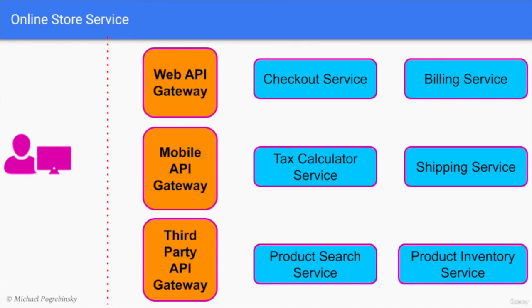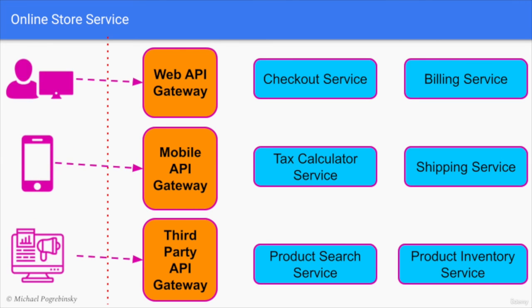Additionally, we can also break the API gateway that used to be a monolithic service into multiple microservices. So depending on the type of devices or clients, we can have separate API gateway services that are more specialized and therefore more lightweight.